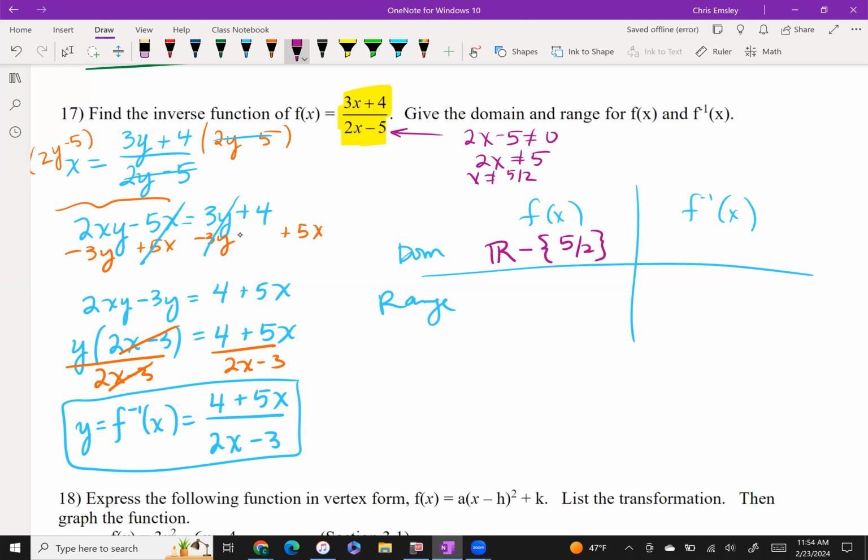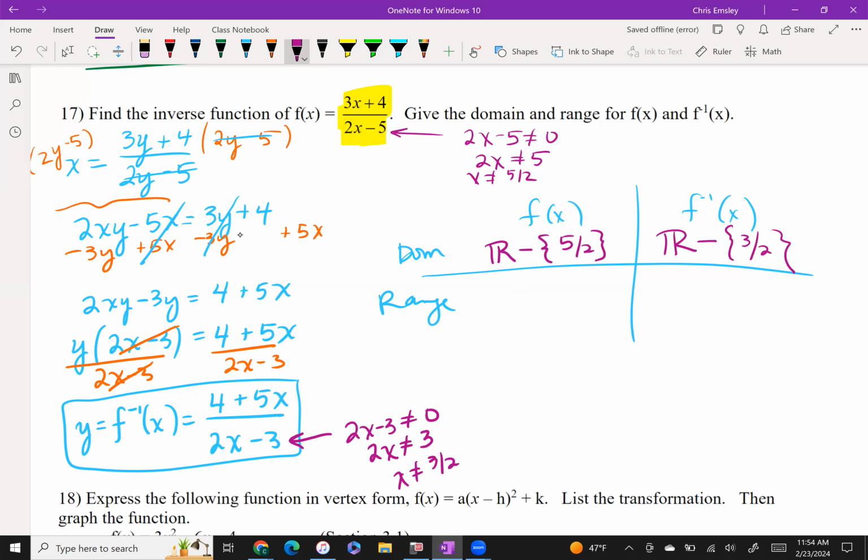Then we also want to look at domain of our inverse function. So again, the bottom cannot be equal to 0 because that would be undefined. I'm going to add 3 to both sides and divide by 2. So the domain for our inverse, again, all numbers are good except for 3/2, because that's what would give us that 0 in the denominator.